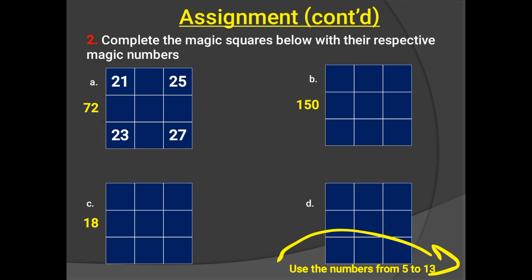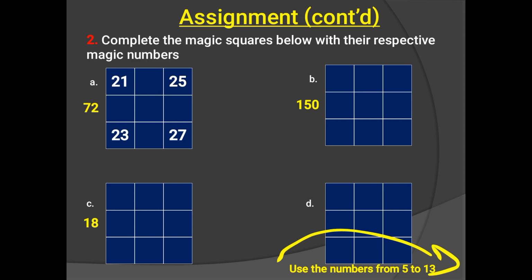So if you are not given any complete row or column or diagonal, and you have also not been given a magic number, what do you do? They will give you something like this. So how do you get it? Add all numbers from 5 to 13. So 5 plus 6 plus 7 plus 8 plus 9 plus 10 up to plus 13. Are we there? Good.